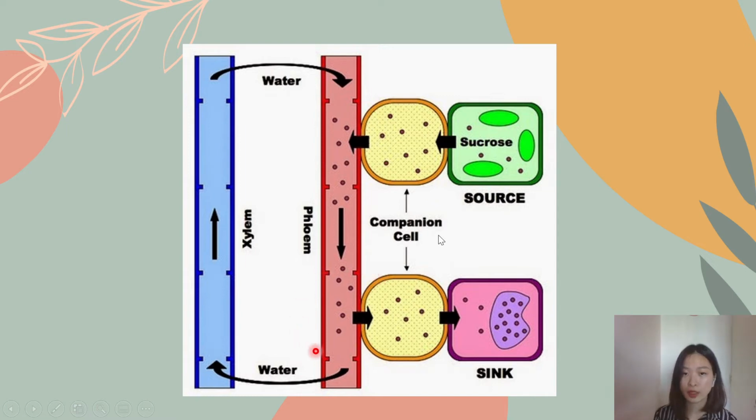And when it reaches the low pressure area, the sucrose will diffuse into the companion cell and into things such as roots or other parts of the plant. And at the same time, the water molecule will diffuse back into the xylem.